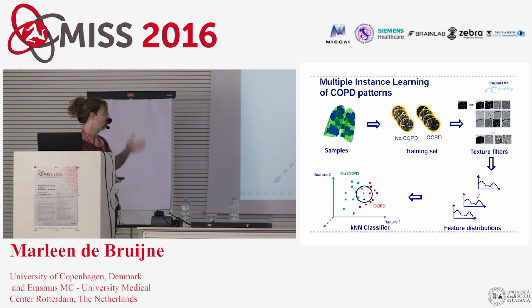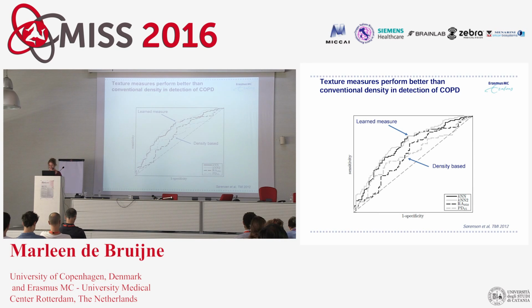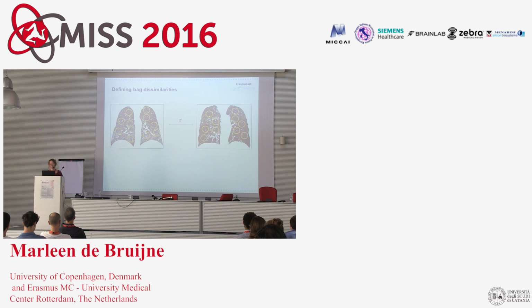And then we have a distance measure, then we used the k nearest neighbor classifier as our instance classification. And then that gives us the result that I showed before. Texture measures perform better than conventional density measures in detection of COPD. Now that was just the naive approach, which actually works quite well in this case.